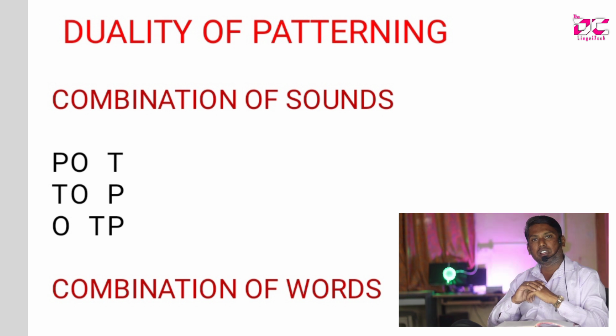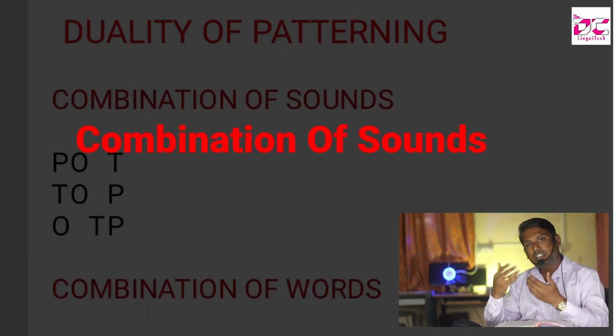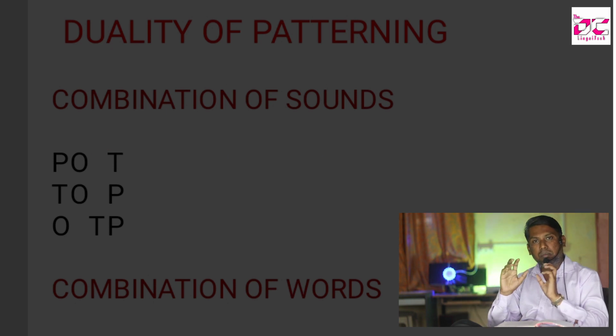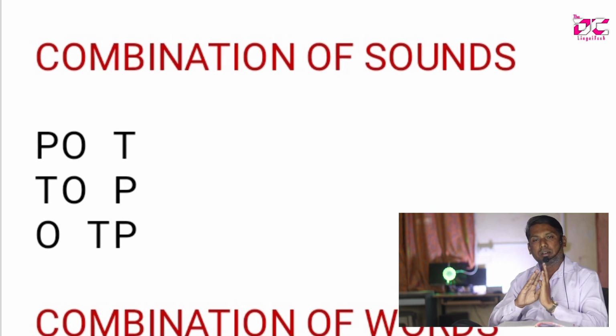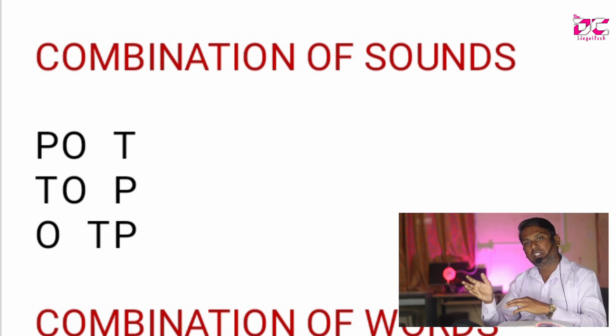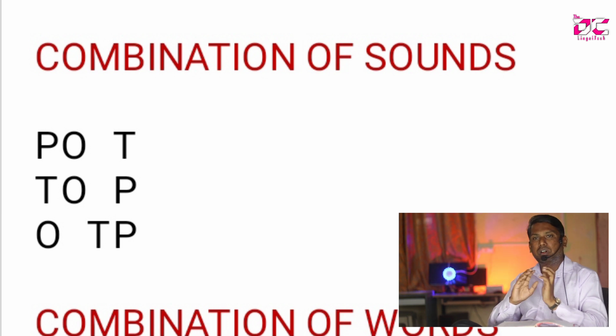First characteristic is duality of patterning. Duality of patterning means there are two patterns. One, combination of sounds to make the words, and the other, combination of words to make the sentences. For example, the sounds P-O-T, pot, make a word, three sounds. Same sounds if I rearrange like T-O-P, it will make another word, top. If I arrange in a different way like O-T-P, it will be one-time password, OTP, as an acronym.